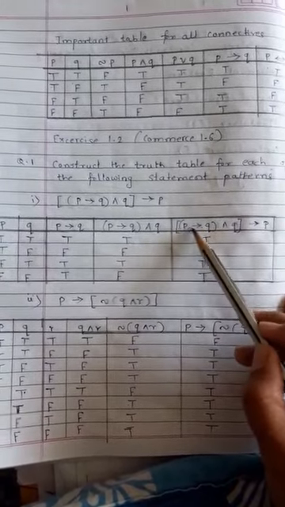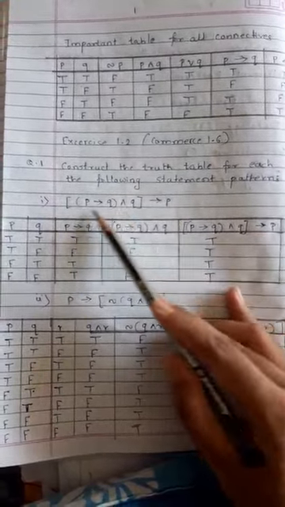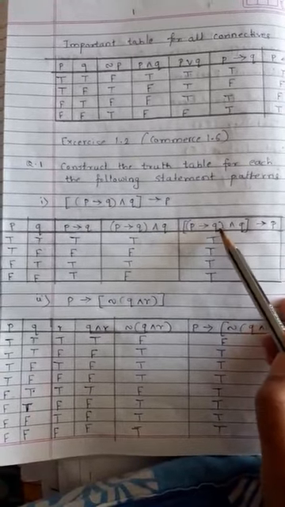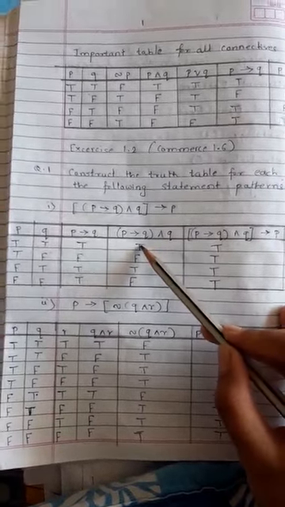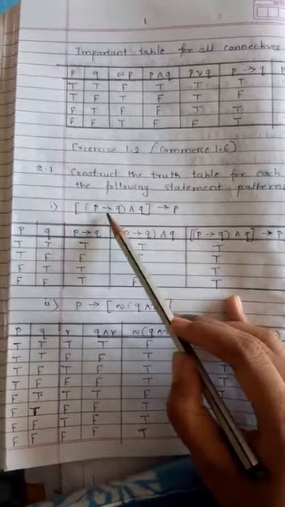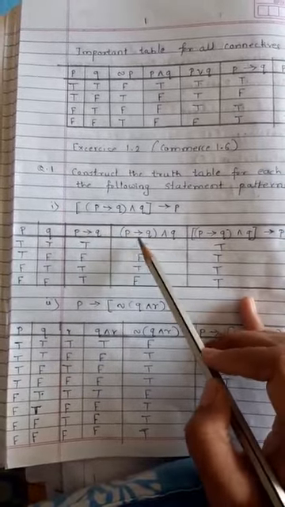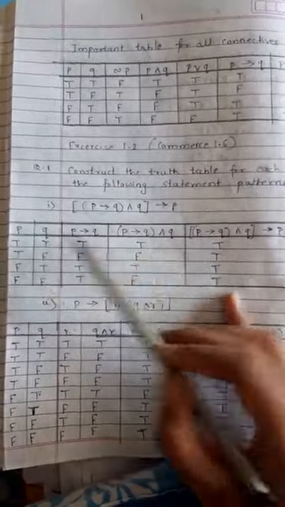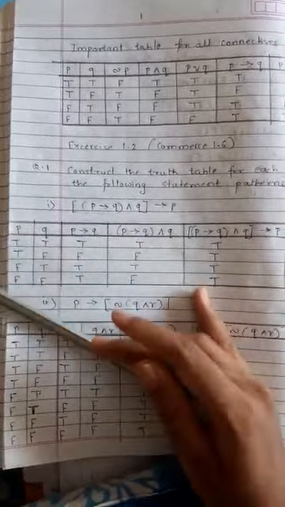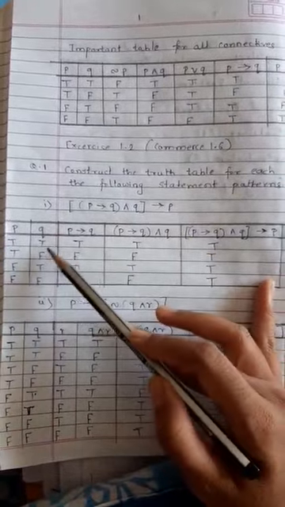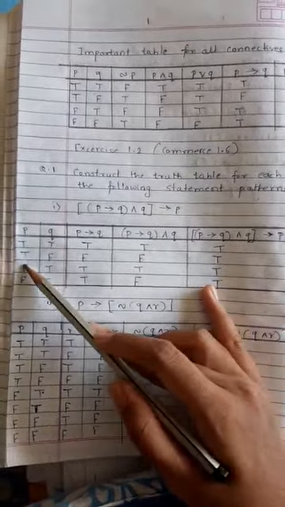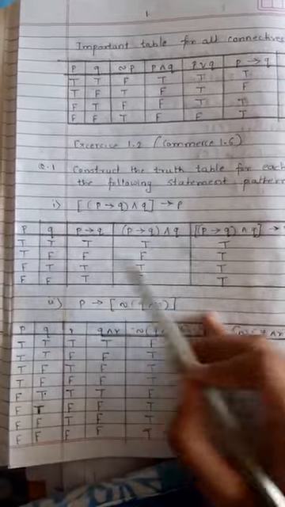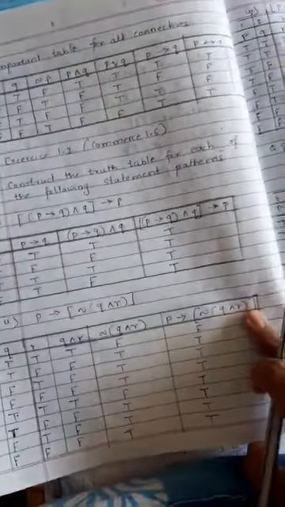Next, the last one, the whole statement in one column: P implies Q and Q implies P. So T implies T, because this combination column implies the P column. T implies T is T, F implies T is T from the truth table, T implies F is T, F implies F is T. Okay, so this is the final statement pattern.